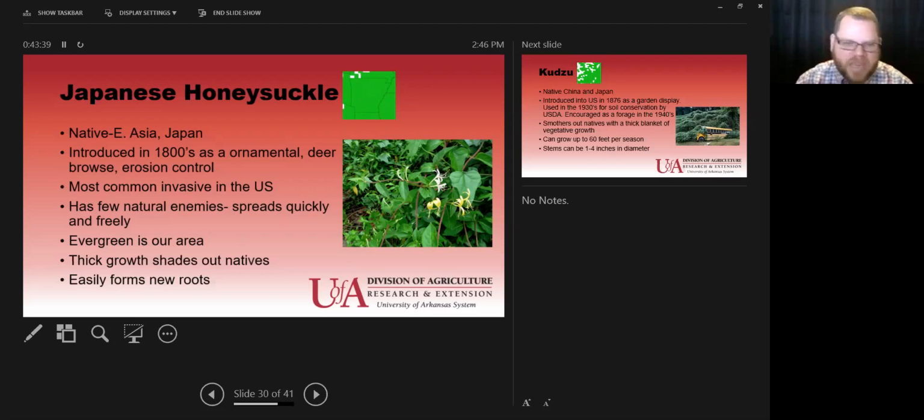And you know how thick it is, and it creates a shade, and it just gets rid of our natives that are underneath it. And of course, every time the honeysuckle touches the ground, it's going to produce roots, a whole new plant. And so it's hard to control because there are so many new plants formed that it has quite a network.